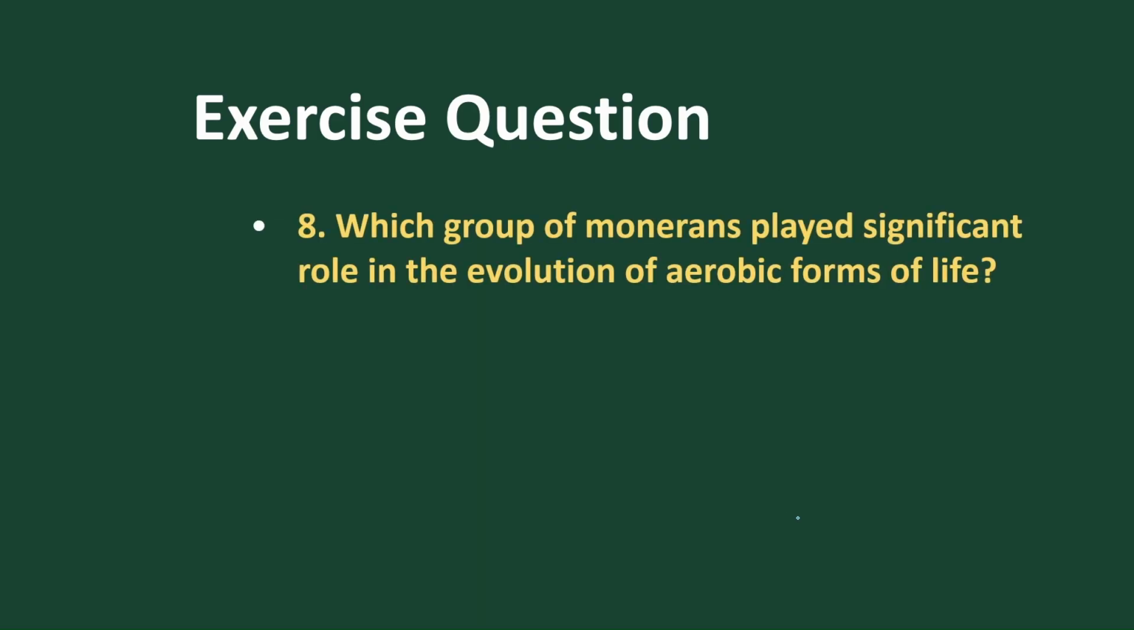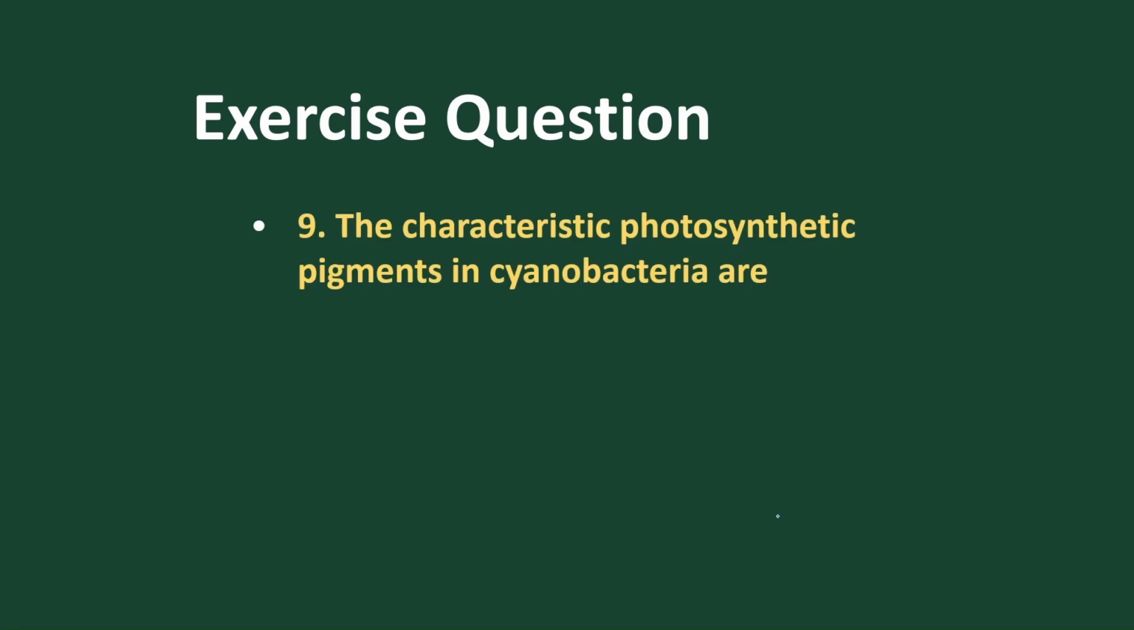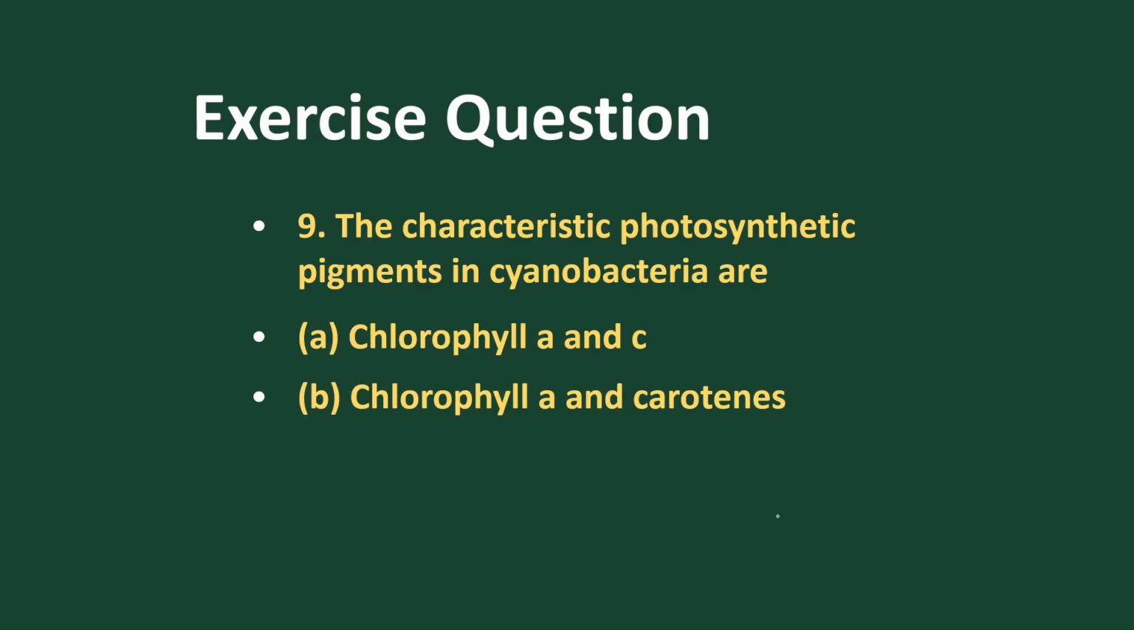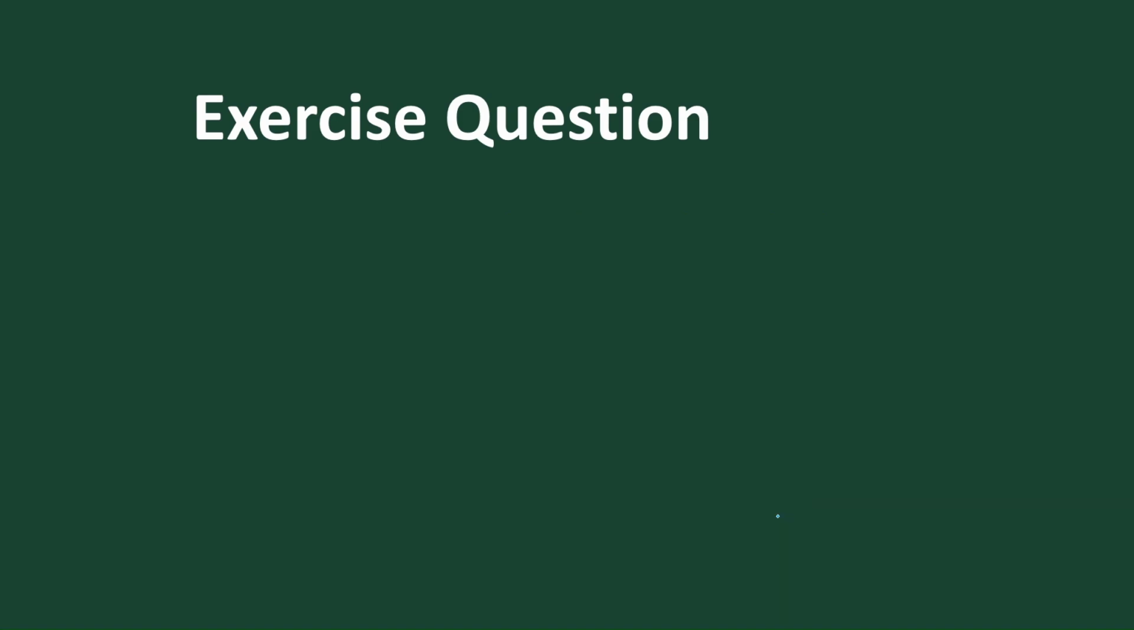Find out which group of Monerans played a significant role in the evolution of aerobic forms of life. Monerans: Mycoplasma, cyanobacteria, you know very well, I have just discussed, Archaebacteria or actinomycetes. The characteristic photosynthetic pigments in cyanobacteria are chlorophyll a and c, chlorophyll a and carotenoids, chlorophyll a and phycobilins, or chlorophyll a, carotenoids and phycobilins. Go through it and give the right answer.